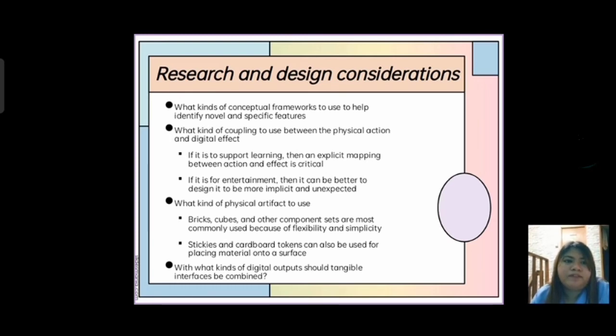What kind of physical artifact to use? Bricks, cubes, and other component sets are most commonly used because of their flexibility and simplicity. Stickies and cardboard tokens can also be used for placing materials onto a surface. With what kind of digital output should tangible interfaces be combined?